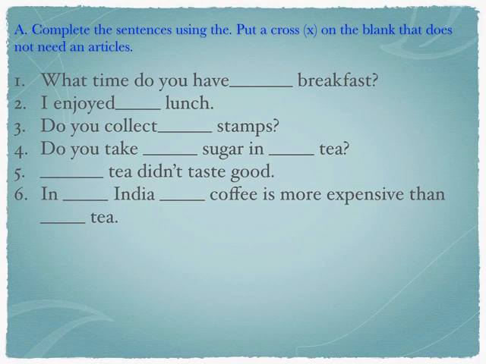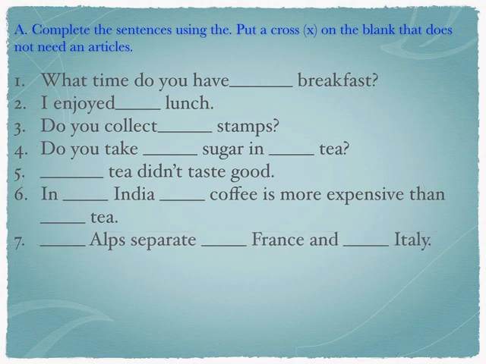In dash India, dash coffee is more expensive than dash tea. We have already seen in the table that before the name of a country, we do not have to use an article. India is the name of a country, so no article will come. Coffee and tea both are uncountable nouns. So that's why before coffee also no article will come, and before tea also no article will come.